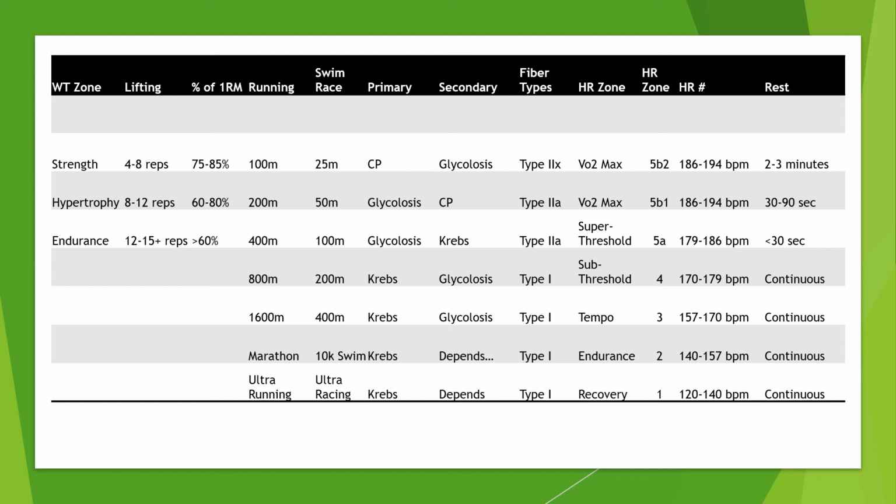And then finally, the last one is your max zone. This is all out. This might be your max sprint, type 2X muscle fiber. This is where your creatine phosphate system is primary as an energy system. ATP storage is secondary. And then you have 193 to max beats per minute for your heart rate zone. If you're doing intervals in this situation, you'd be doing 3 to 5 minutes of rest.